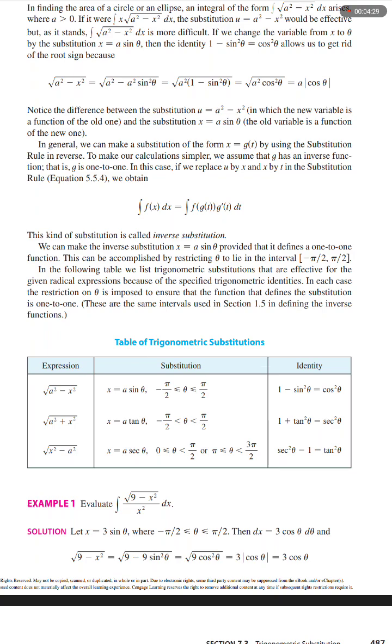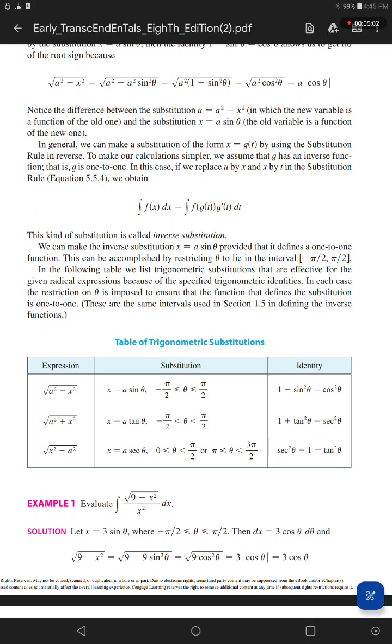Table of trigonometric substitutions. We have columns of expression, substitution, and identity. The expression square root of a squared minus x squared: the substitution is x equals a sine theta, and theta is greater than or equal to negative pi over 2 and less than or equal to pi over 2. And the identity is 1 minus sine squared theta equals cosine squared theta.